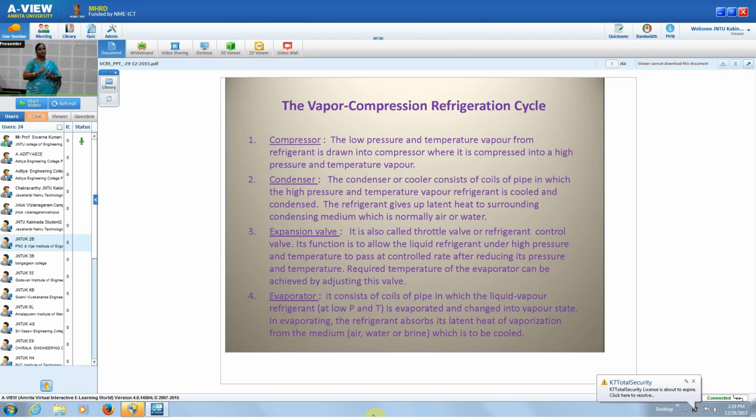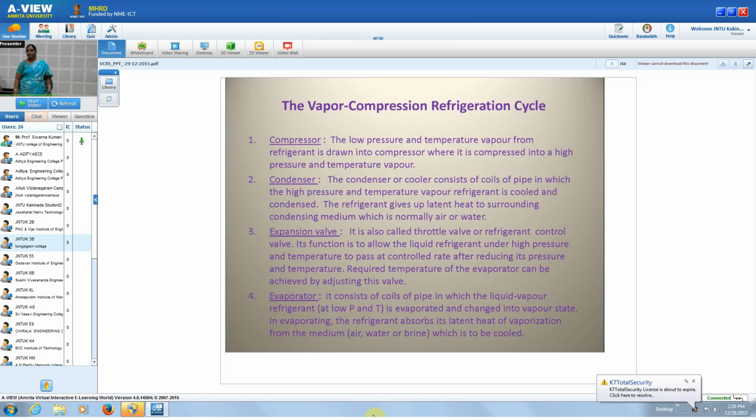Then the expansion valve acts as a throttle valve, where throttling is taking place from high pressure to low pressure. So the required temperature in the evaporator can be maintained by this expansion valve itself. By adjusting this valve, we can maintain the required temperature in the evaporator, maybe 0 degrees centigrade or less than that.